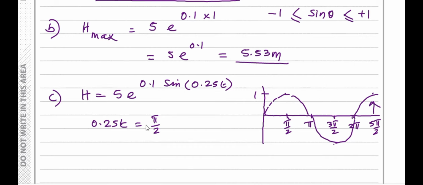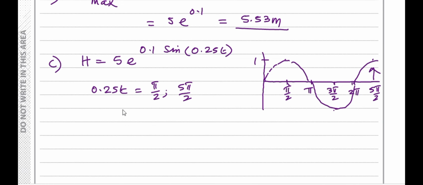So first one is at pi over 2. Second one is at 5 pi over 2. This 0.25 t will be equal to 5 pi over 2 to make sine of this angle equal to 1. So we need to write t is equal to 1 over 0.25 times 5 pi over 2.